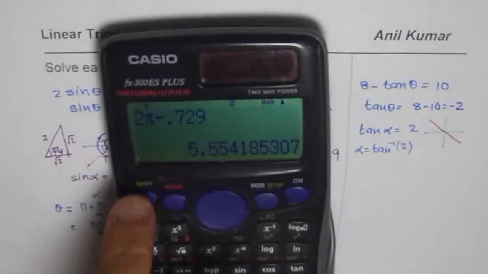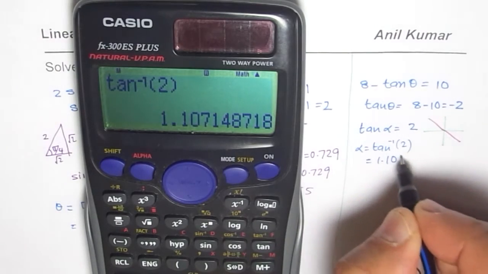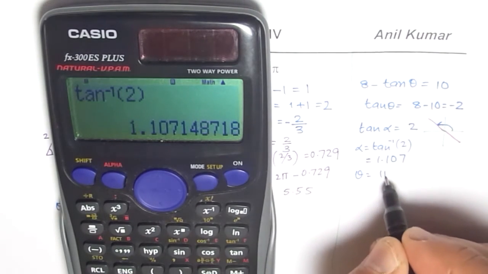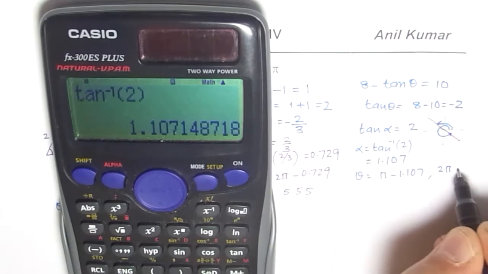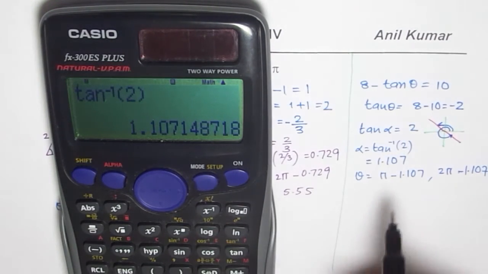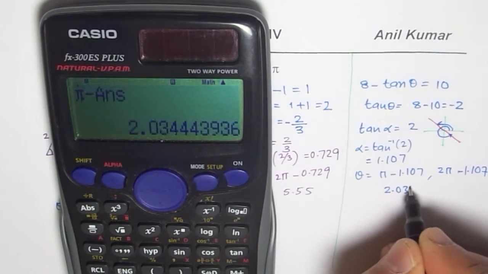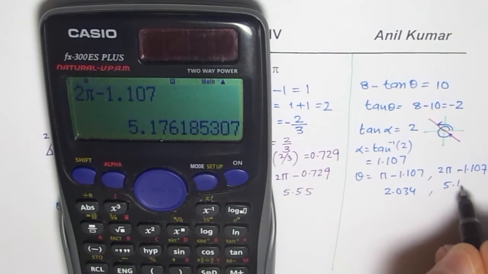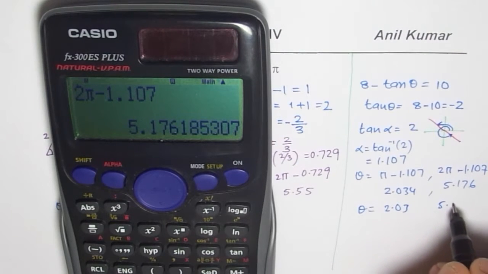Okay, so we'll use the calculator. Tan inverse of 2 equals 1.107. Now that is alpha, but what is theta? So the first theta is pi minus 1.107. The other one is 2 pi minus 1.107, right? So we get shift pi minus answer equals, so the first answer is 2.034 and the second one is 2 times pi minus 1.107, which is 5.176. So we can round these answers to two decimal places: 2.03 and 5.18.